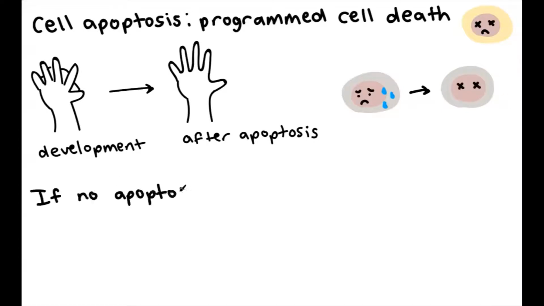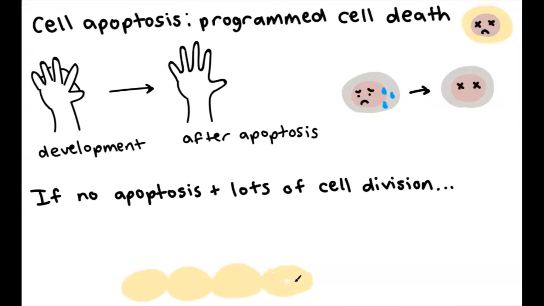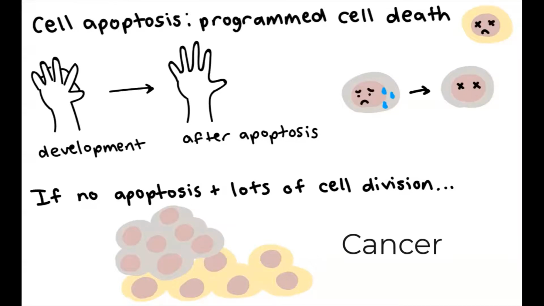This is very important because if a cell obtains a bad mutation and it isn't able to undergo apoptosis, this cell will create more cells with that same mutation, and over time, this collection of cells can get more and more mutations and eventually become cancerous. We'll learn more about that later.